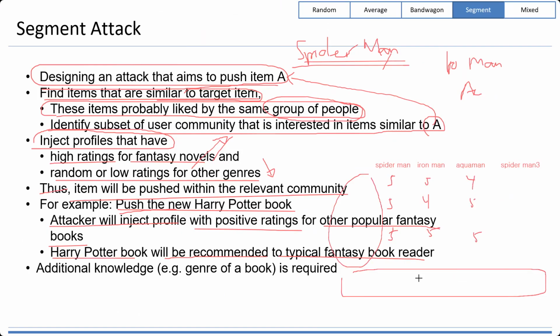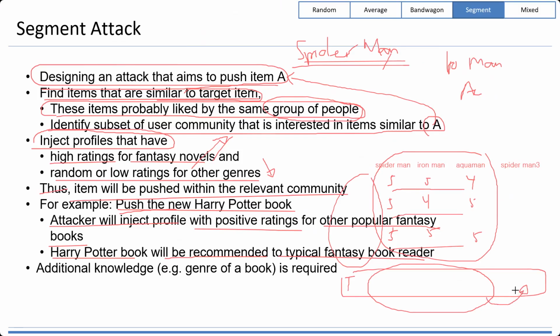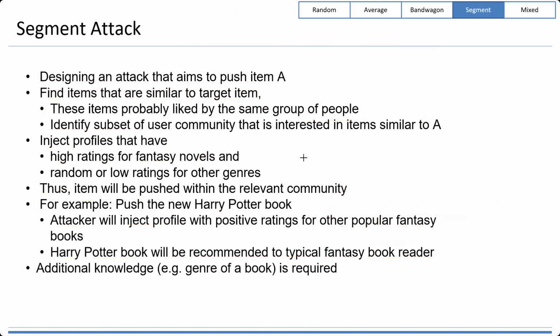The target user will check the similarity of this one, because most of the Marvel lovers are giving high ratings. Of course, when we have this target user, they will also like this Spider-Man. So this is based on the similar group of people, and we call this the segment attack. We do not attack very diverse items, but we focus on some of the knowledge or some of the genre. But of course, you need to have some knowledge. What is the genre of the book? What is the genre of the movie? What is the genre of the travel? And so on.